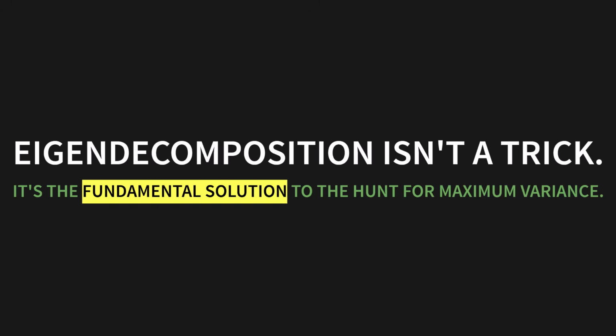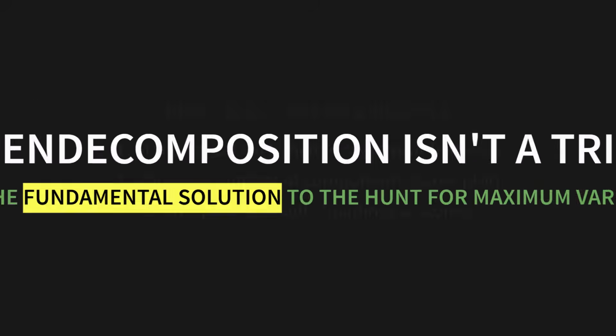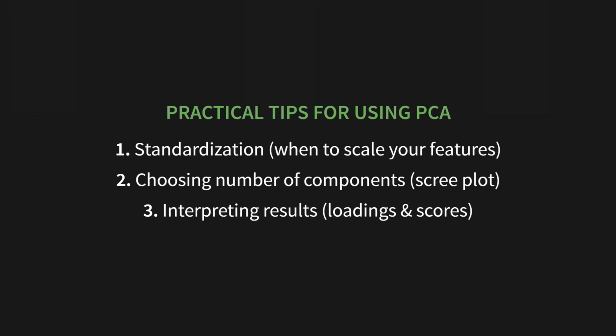And in the real world, there are some practical questions we have to answer. In this chapter, we're going to cover 3 critical practical tips for using PCA. First, standardization. When and why you need to scale your features. Second, choosing the right number of components to keep, using a tool called a scree plot. And finally, the most important part, interpreting your results using loadings and scores to tell a story with your data.